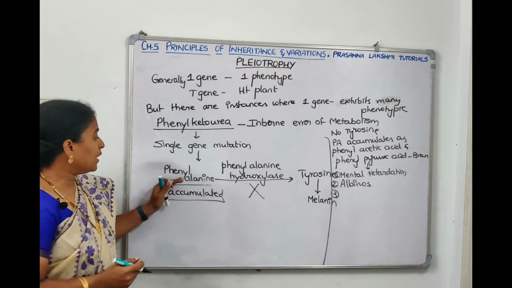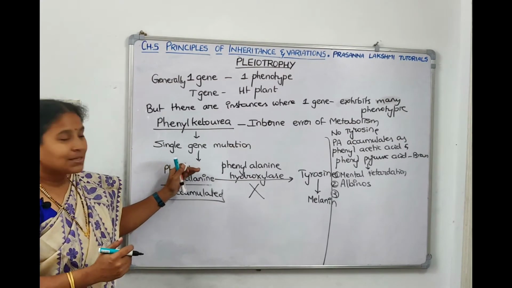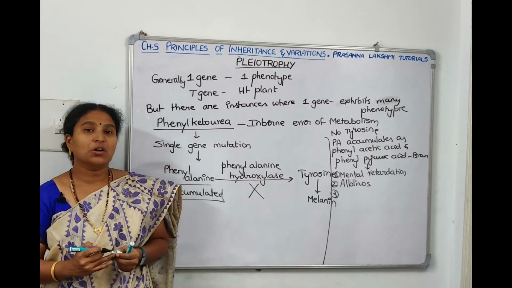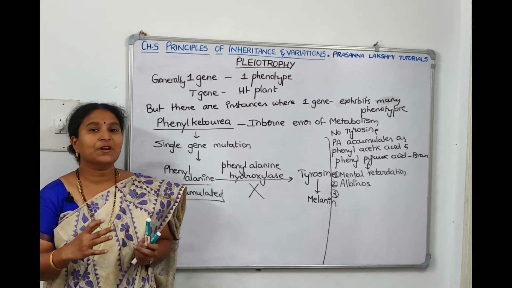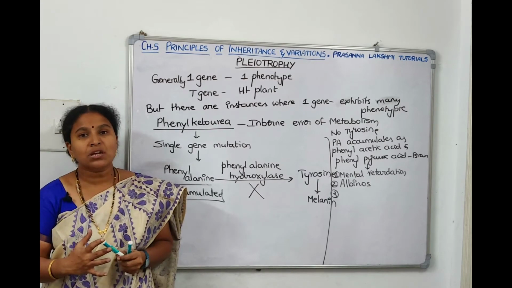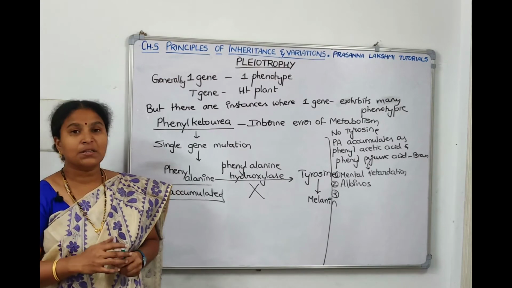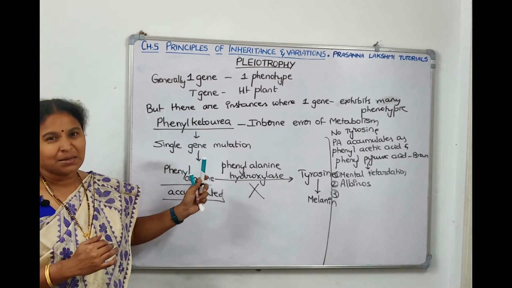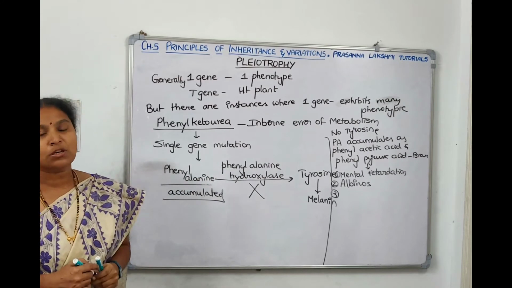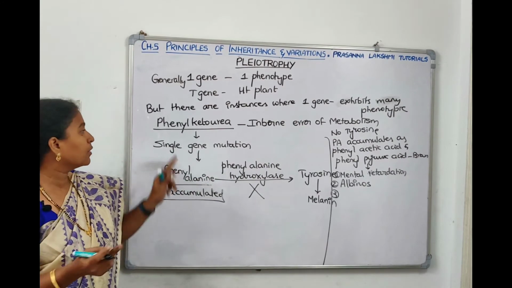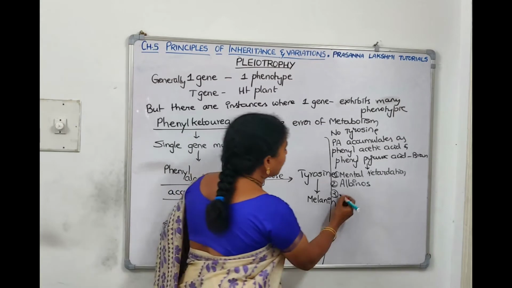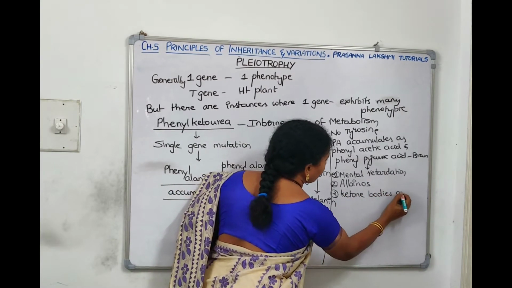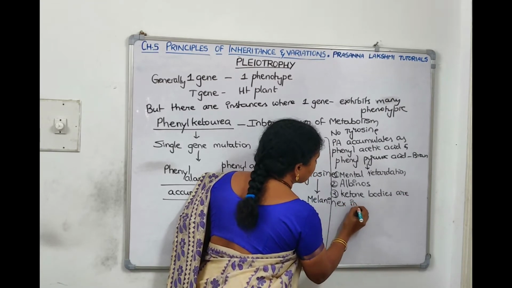And next one, it's a protein metabolism disorder. Phenylalanine is an amino acid. This protein metabolism disorder converts phenylalanine into ketone bodies, and those ketone bodies get excreted in urine. That's why the disorder is called phenylketonuria. The third one we can tell: ketone bodies are excreted in urine.